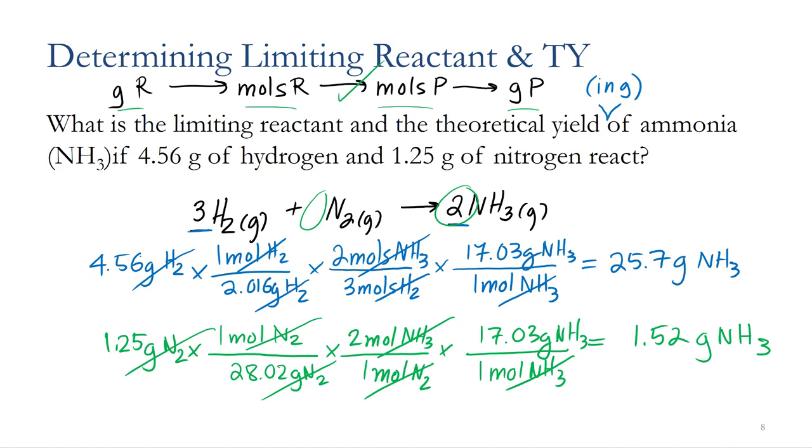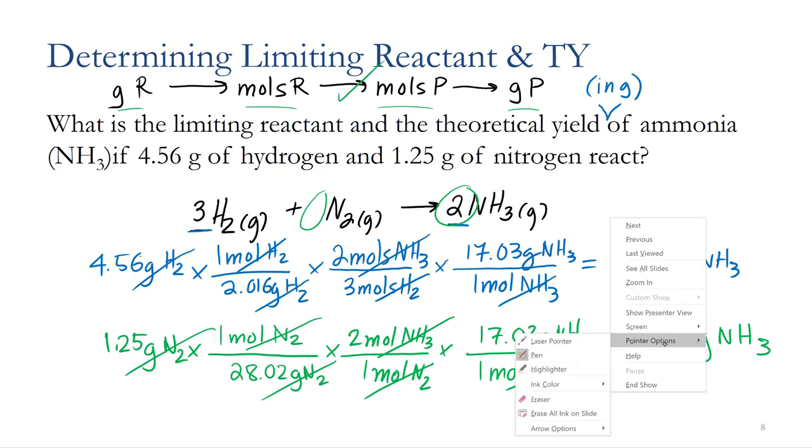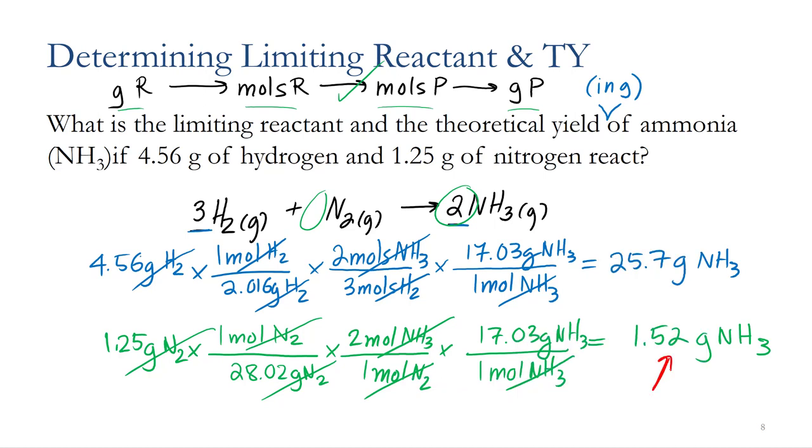All right, so what is this saying? I did my two calculations, and I can either make 25.7 grams of ammonia, or I can make 1.52 grams of ammonia. Now, remember that theoretical yield is always the least amount, and so my theoretical yield is 1.52 grams. Once I make 1.52 grams of ammonia, I'm going to run out of nitrogen. So guess what? That means nitrogen is my limiting reactant. And so that's how we calculate the theoretical yield with multiple reactants.